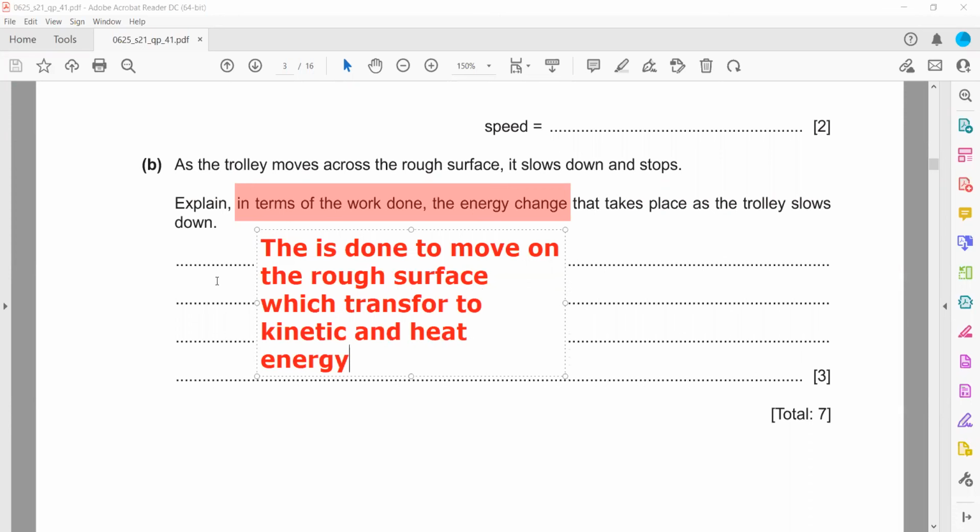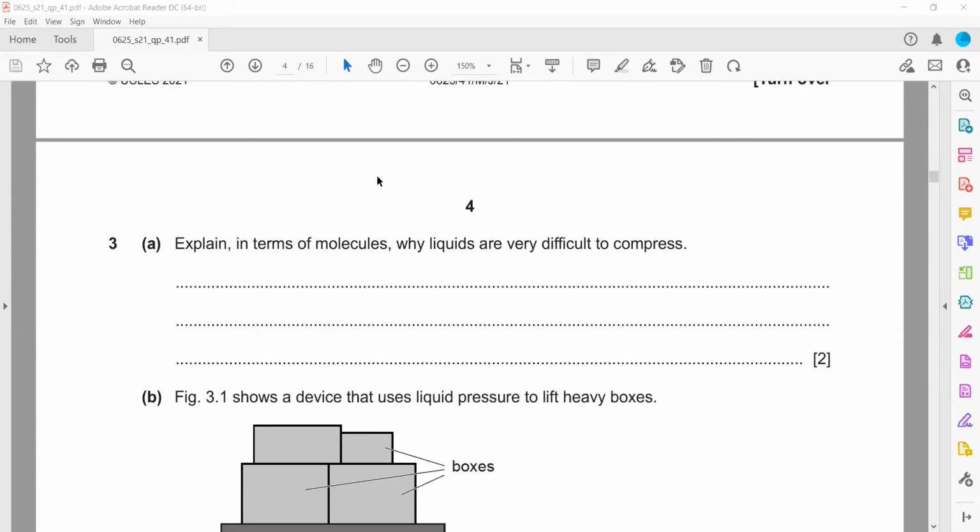So there's work done on the trolley. That work done is converted to kinetic energy because the trolley moves on the rough surface. So due to friction, there will be heat as well.